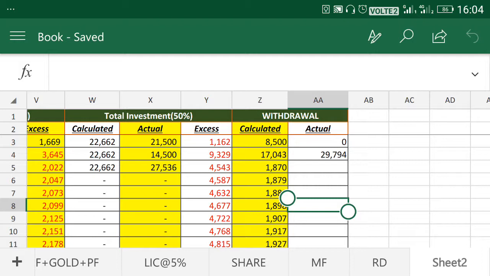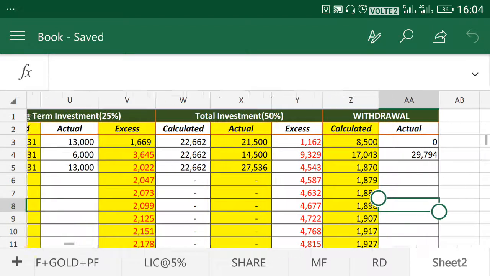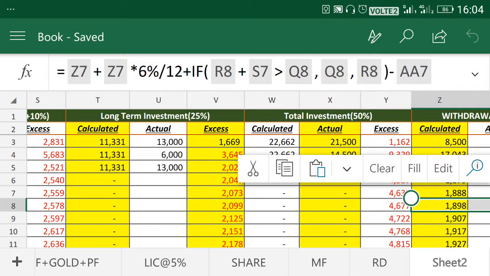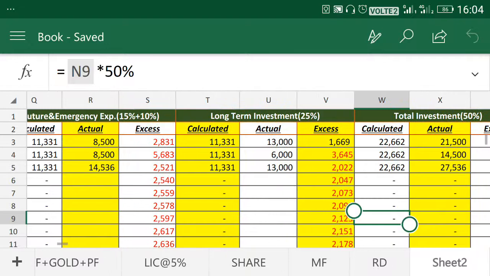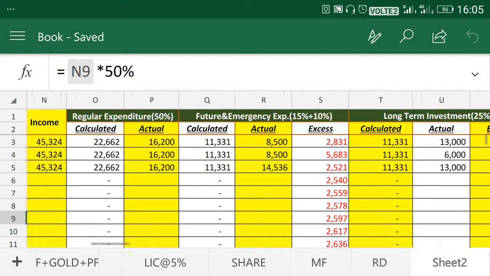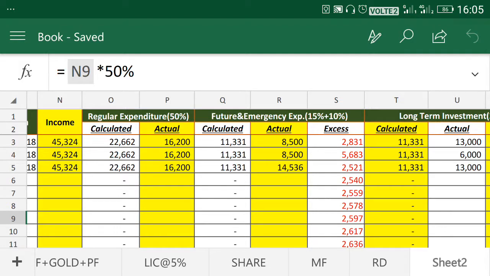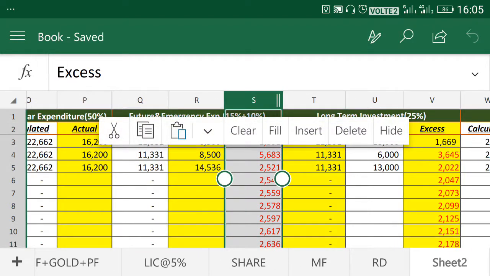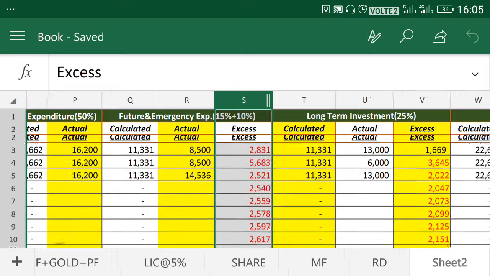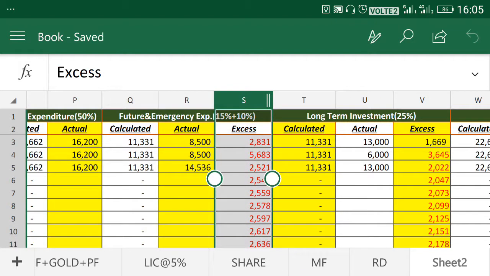Okay, so the same formula will be used from the month of May. Now what is the significance of making this table? You see, just look at the excess column, the excess amount. This column, if it is red, that means there is a shortfall. So you will have to make every attempt to make it green. Whenever you find it is red, then you will have to make it green.